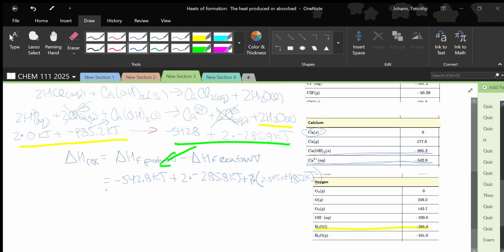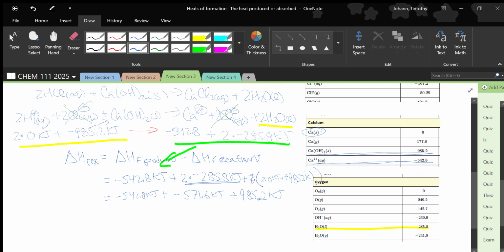So if I get rid of my parentheses, this becomes 542.8 kilojoules plus, I'll just put these in my calculator as I'm going. So 2 times 285, and I get plus negative 571.6 kilojoules. I just took this bit here and multiplied that out, and then over here I took that minus and got rid of the minus, so now I've got plus 985.2 kilojoules.